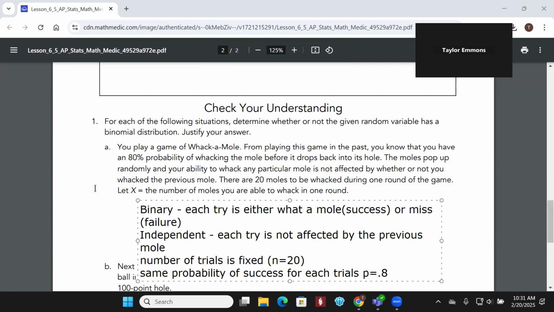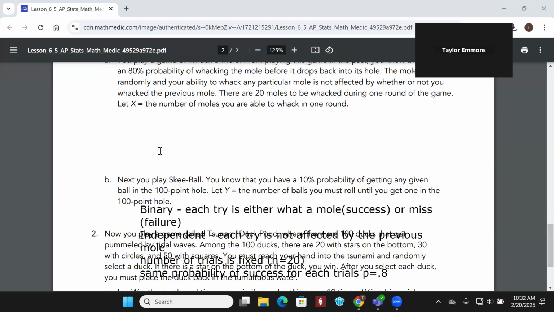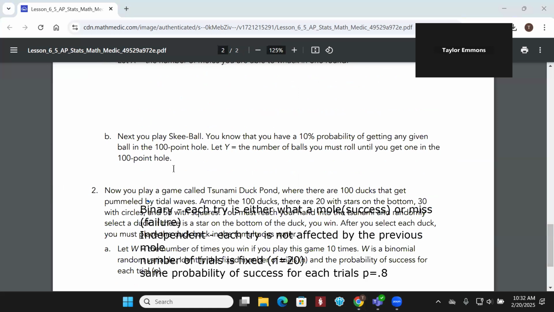Good? Okay, on part B, it says next you play skee ball. You know that you have a 10% probability of getting any given ball in the 100-point hole, but Y represents the number of balls you must roll until you get one in the 100-point hole. Is that binomial? No, why? Not a fixed number of trials. Yep. Okay, so on part B, not a fixed number of trials. Everybody good on part A and B?